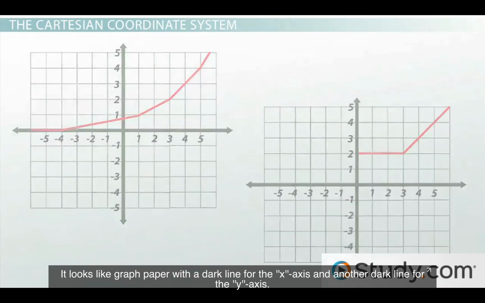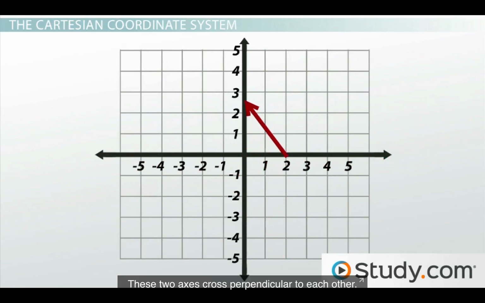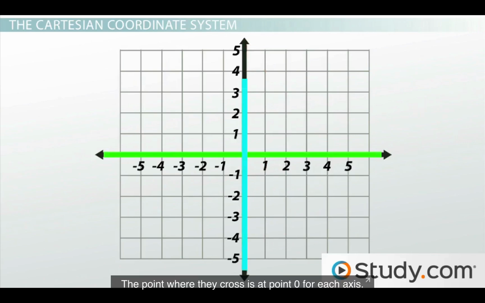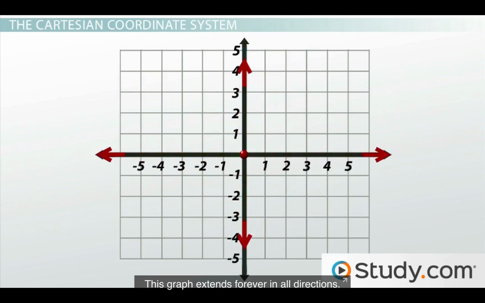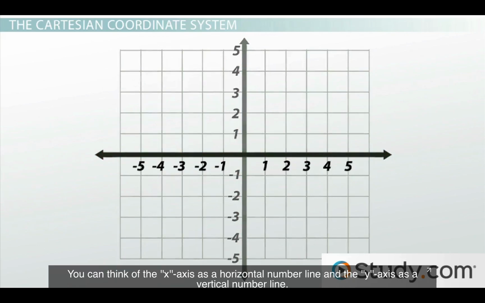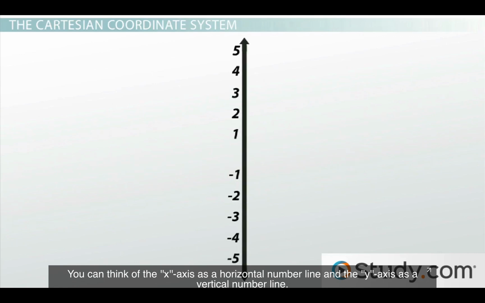It looks like graph paper with a dark line for the x-axis and another dark line for the y-axis. These two axes cross perpendicular to each other. The point where they cross is at point 0 for each axis. This graph extends forever in all directions. Both axes are labeled with numbers according to the number line. You can think of the x-axis as a horizontal number line and the y-axis as a vertical number line.